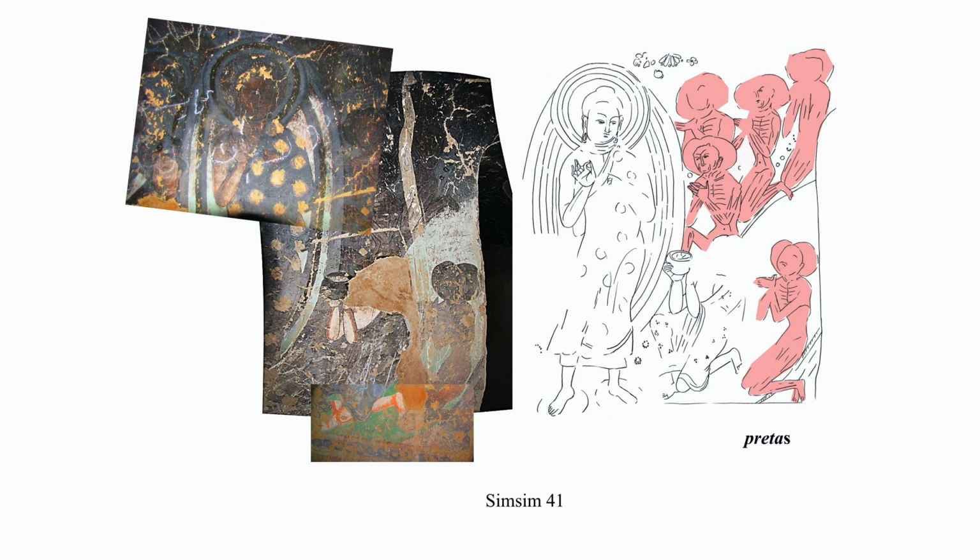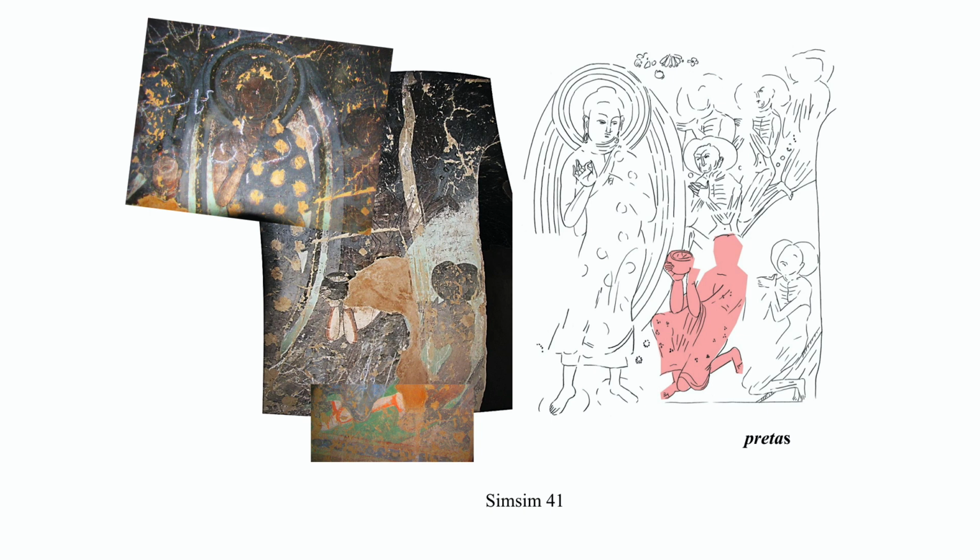And in Kucha, they always have this really interesting iconography. They have a lot of hair. They are very skinny. So there is a Buddha, and there are pretas. Important is that there is a monk in between.